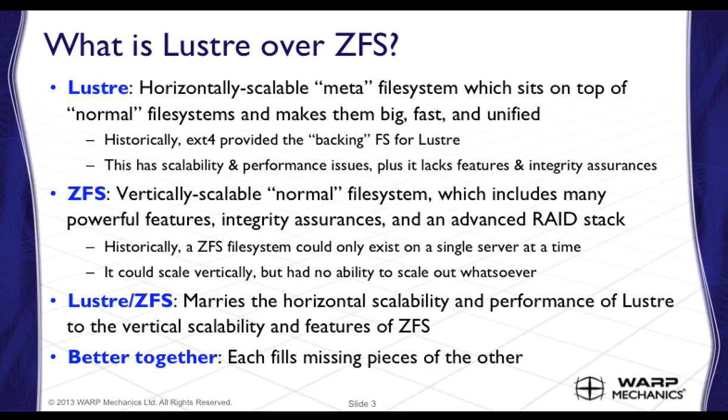So when you combine Lustre and ZFS, you essentially fill in the blanks of either of those two file system solutions. ZFS can't scale out horizontally. Lustre can. Lustre over ext4 doesn't scale vertically very well. You can't scale an individual OST very well with Lustre over ext4. Well, with Lustre over ZFS, you can. So essentially, Lustre plus ZFS is better together. Each piece fills in what the other was missing. Next slide.